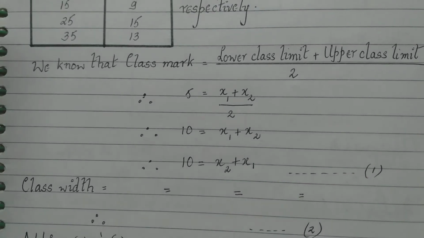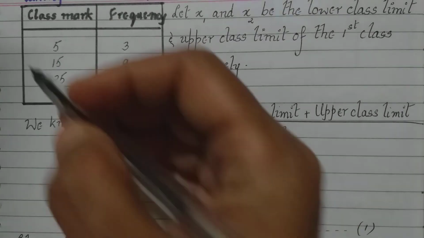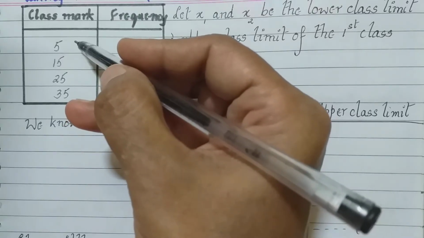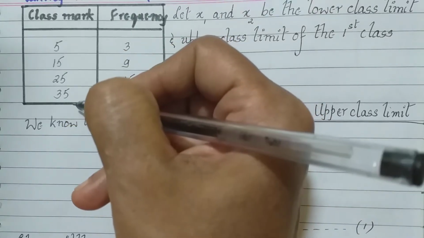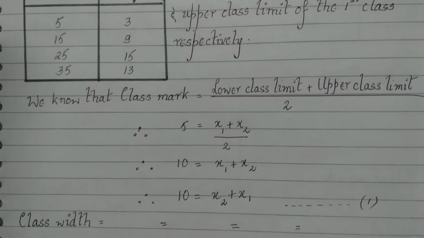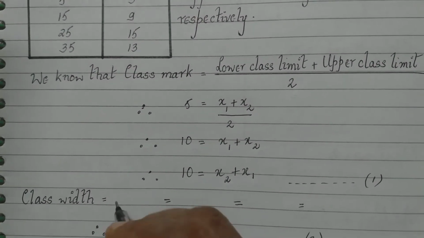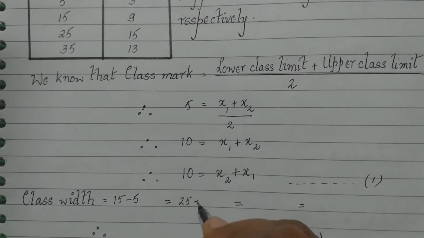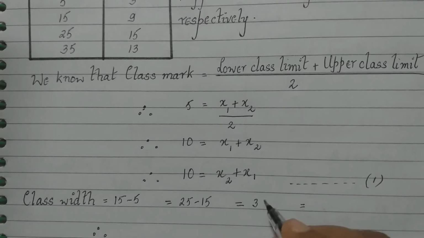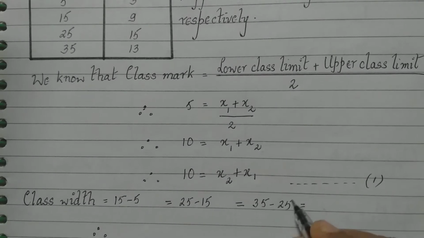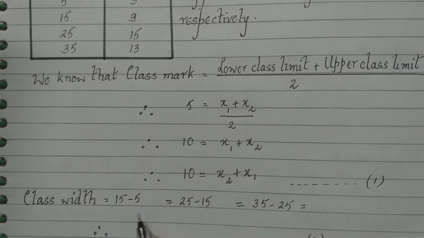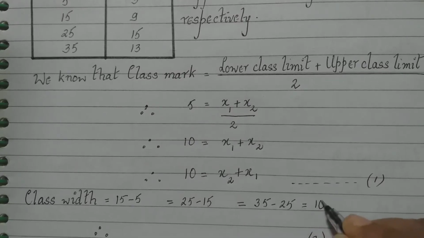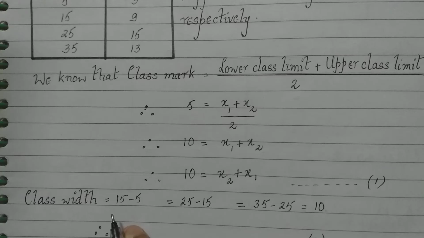Next is the class width. How do we find the class width? The difference between two successive class marks is the class width, that is 15 minus 5 or 25 minus 15 or 35 minus 25. So I write here class width is equal to 15 minus 5 or 25 minus 15 or 35 minus 25. 15 minus 5 is 10. Same thing, 25 minus 15 also is 10. 35 minus 25 also is 10. So this is 10.